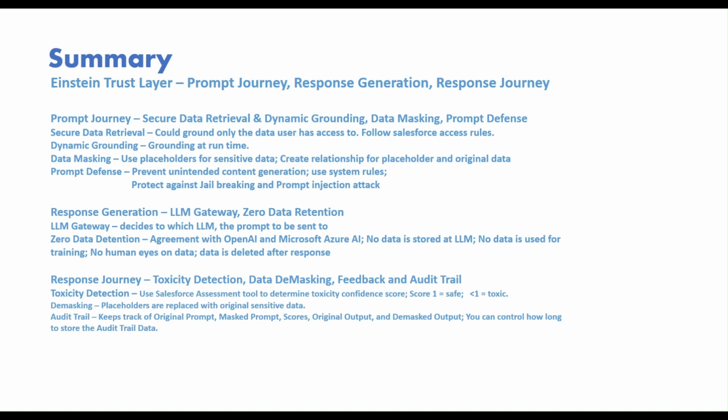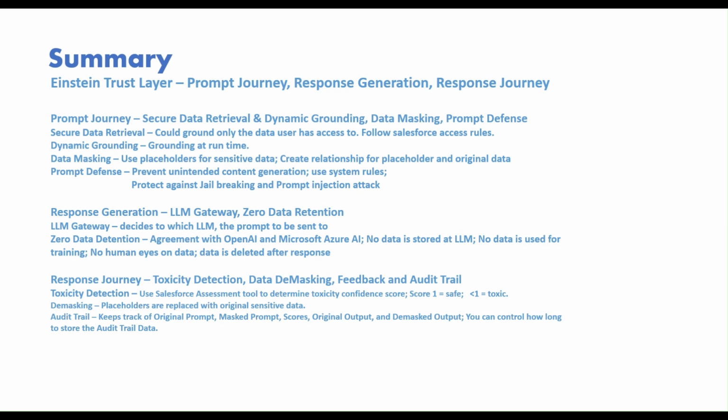In the prompt journey, secure data retrieval and dynamic grounding is followed by data masking and prompt defense. In secure data retrieval, please note that the user can ground only the data the user has access to. Data retrieval follows the role-based access controls, permissions, and field-level security. Dynamic grounding happens at runtime. You could also ground data from external systems using Data Cloud.